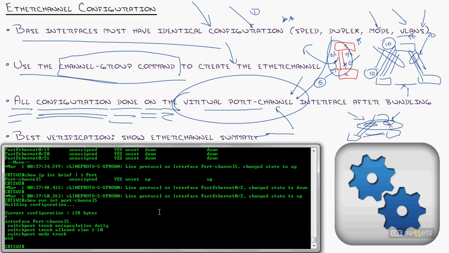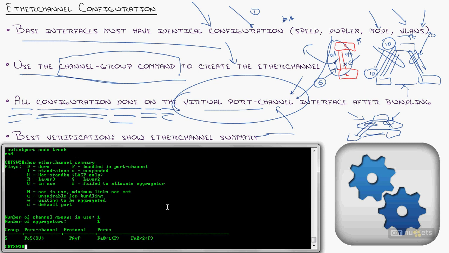So let's just verify. Hang on, let's do it from here. Show EtherChannel summary. Hit the enter key. Yum. Where did that come from? So, port channel 5, S, layer 2, it's up. U obviously means in use. It's up. It's running. Look at the interfaces over here. Fast Ethernet 0/1, P, we are in the port channel.